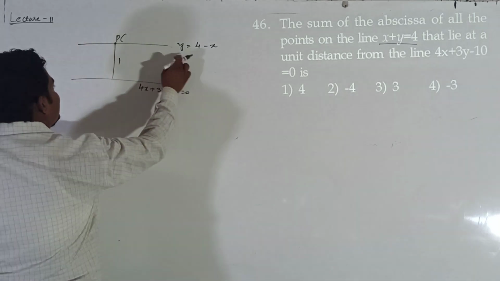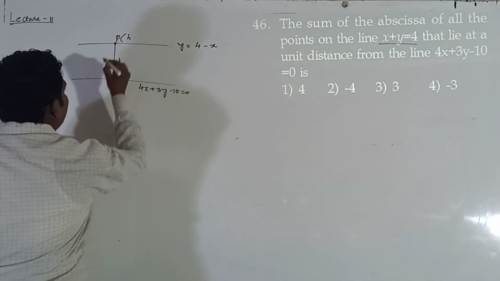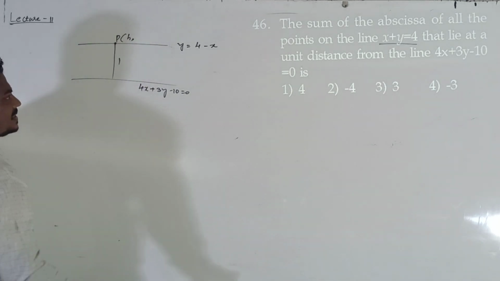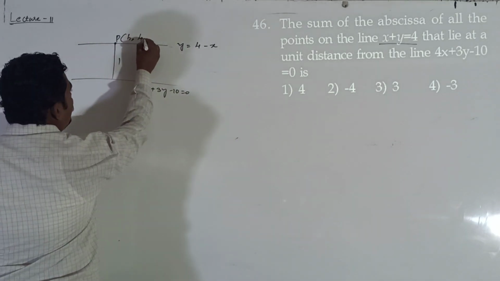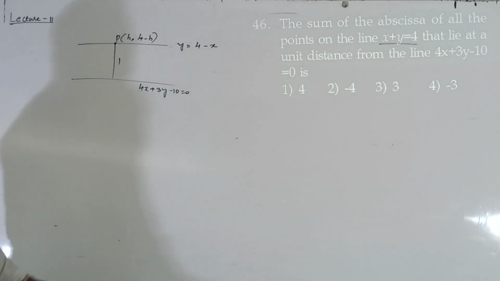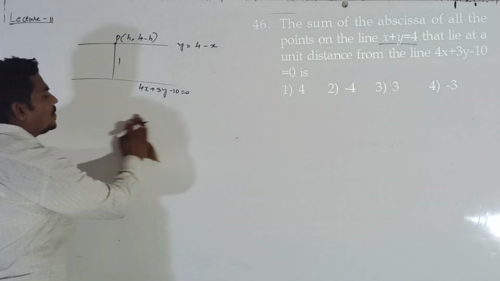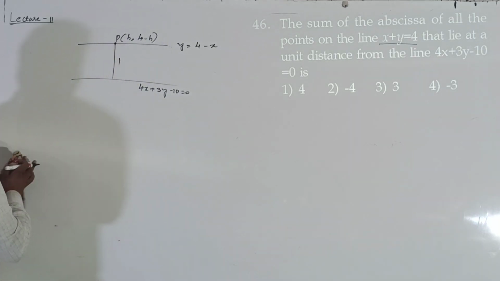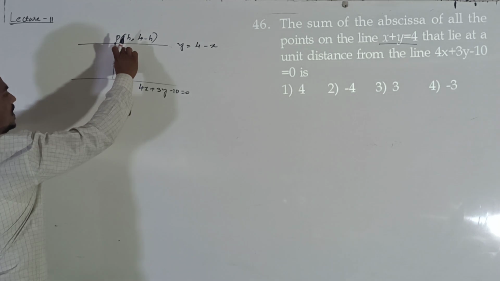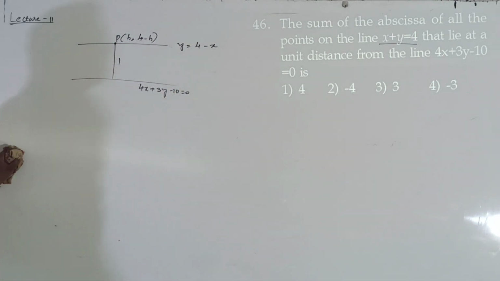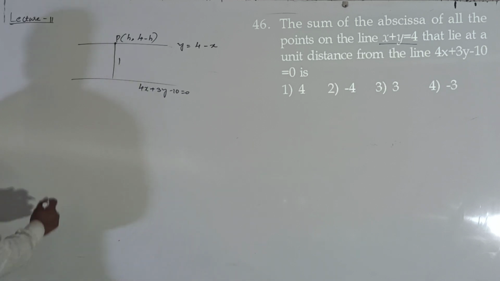Then what are the coordinates of P? This P lies on this line means coordinates are of the form h comma, suppose x coordinate is h, then what is y value? 4 minus h only. Now use distance between point and line formula, then you get h value. After getting h value, just add h values. Distance between this point on this line and this line is 1 unit, unit distance.